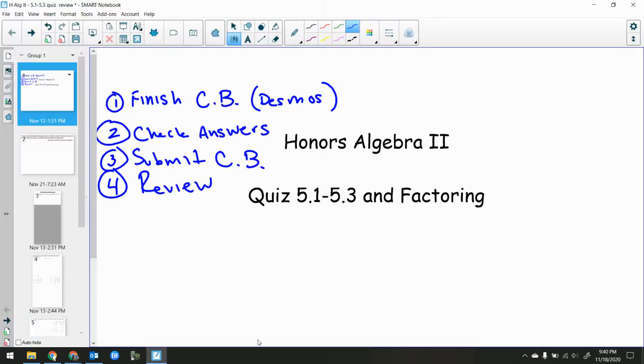So that's what you've got to do today. Once you're all done with that, that's pretty much it for the day. Remember, the individual quiz is tomorrow. The section 5.1 to 5.3 quiz is tomorrow.